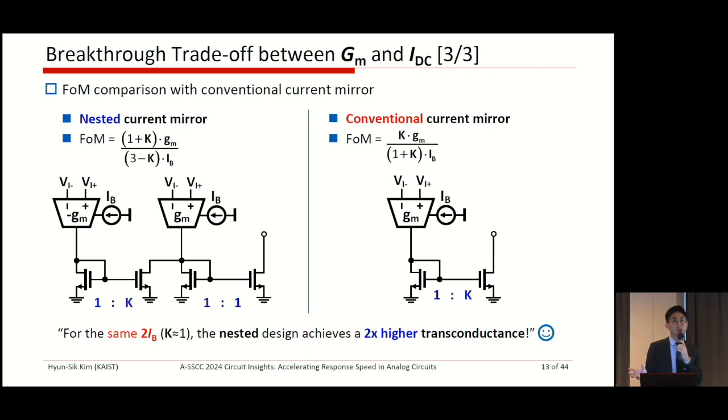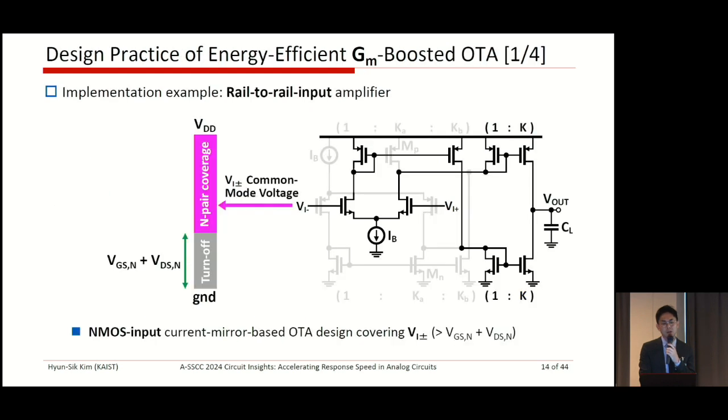For the same power consumption, the transconductance can be boosted by 2 times, right? So that is a very good approach. This principle is not difficult and is very easy to apply in our circuit. So from now on, we're going to practice using this nested current mirror design.